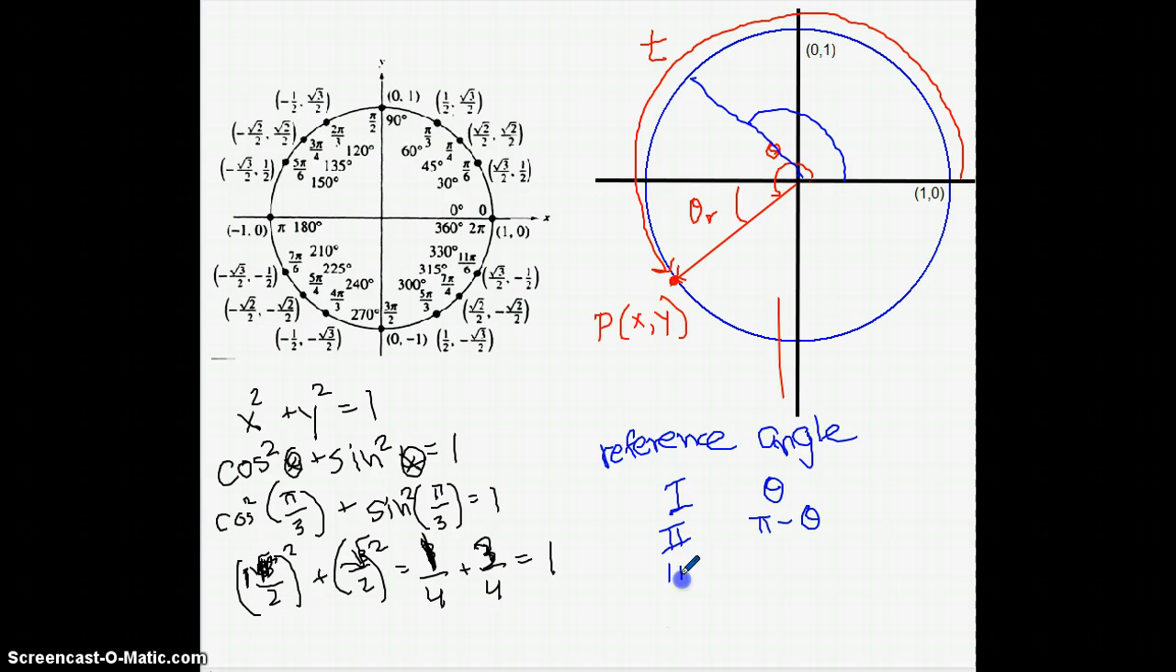In the third quadrant, which is where we are here, I'm going to take this whole angle and just subtract pi. This whole angle minus pi is going to give me whatever's left over. This is my reference angle, so the reference angle equals theta minus pi. And in the fourth quadrant, let's say I have a reference angle here.